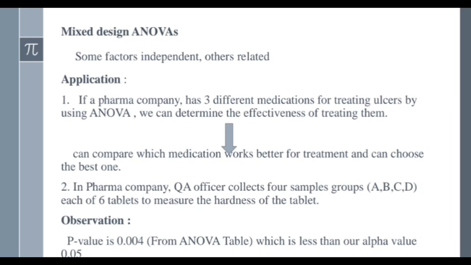Application of ANOVA: a pharma company has 3 different medications for treating ulcers. By using ANOVA, we can determine the effectiveness of the treatments, compare whether the medication works for better treatment, and choose the best one. In a pharma company, the quality assurance officer collects 4 samples each of A, B and C, takes 6 tablets from each, and measures the hardness of the tablets.